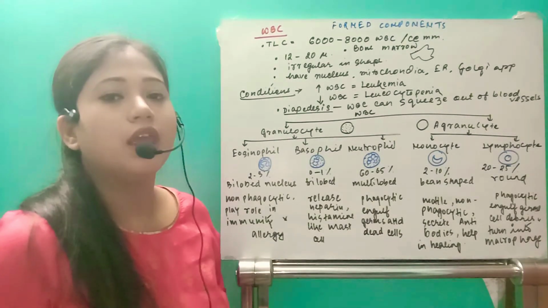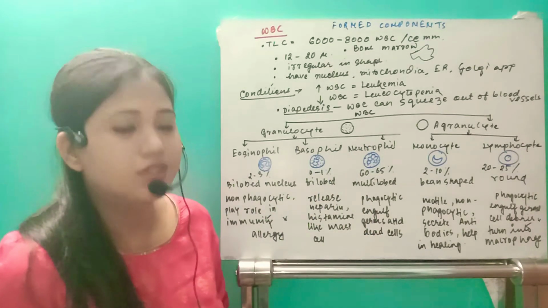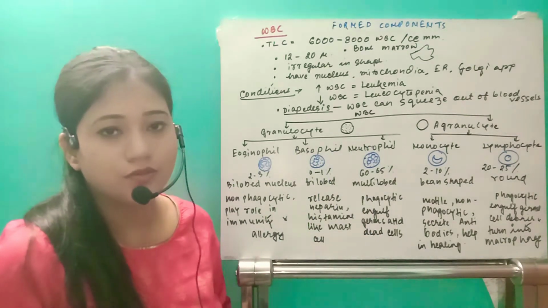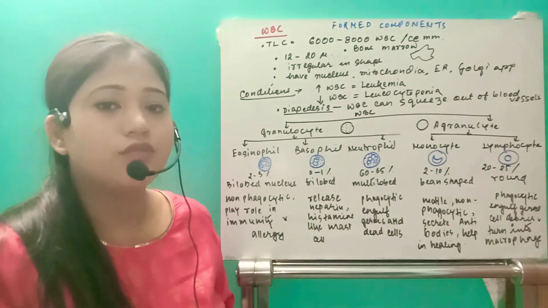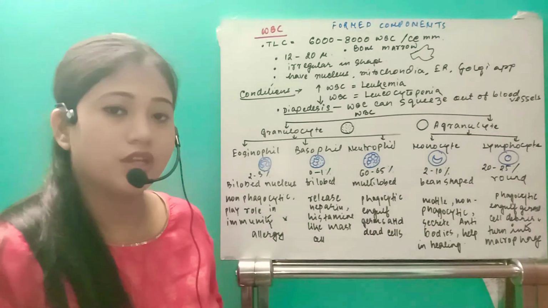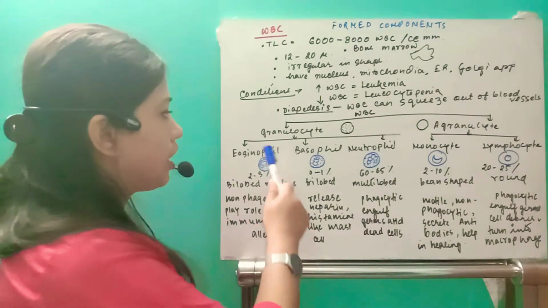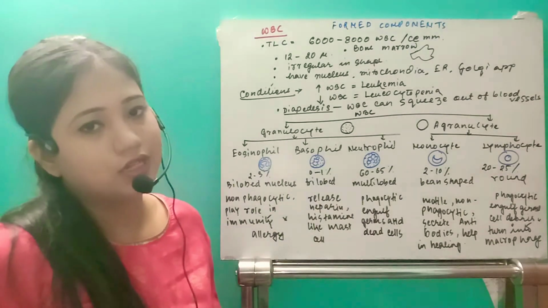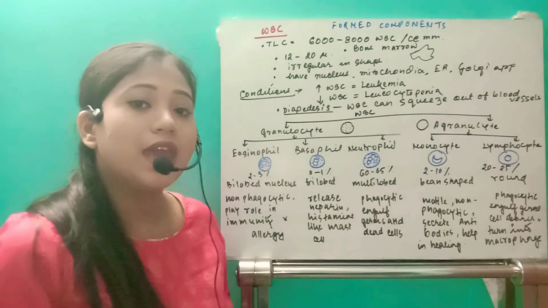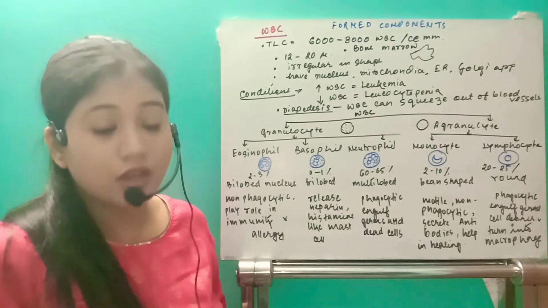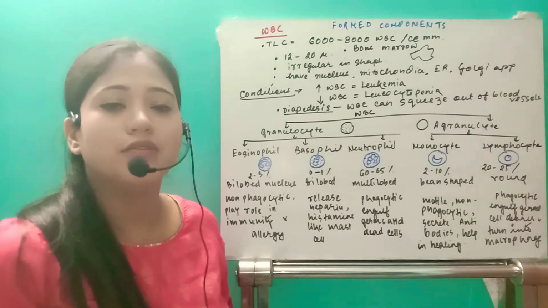Now just see, if it comes to the different types of WBC, what we have seen is that there are two types of WBCs, agranulocyte and granulocyte. In case of agranulocyte and granulocyte, once again we have divisions. These granulocytes are of three types: eosinophil, basophil and neutrophil. And agranulocytes, which have clear cytoplasm, are of two types. One is monocyte and the other is lymphocyte.